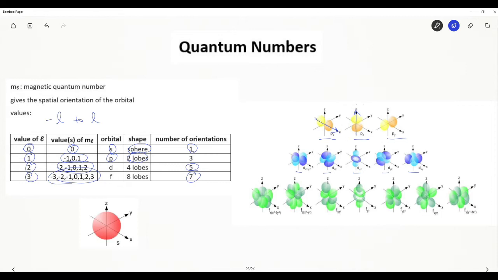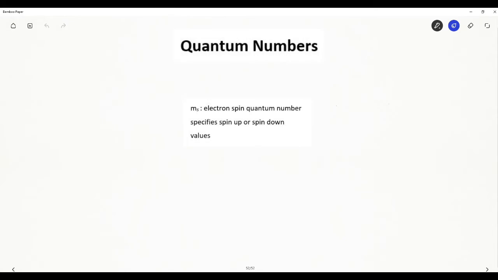This last quantum number is m sub s. It is called the electron spin quantum number, and it simply specifies if the electron is spin up or spin down. Its values are -1/2 and 1/2.